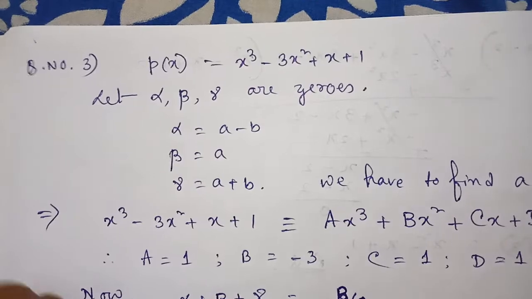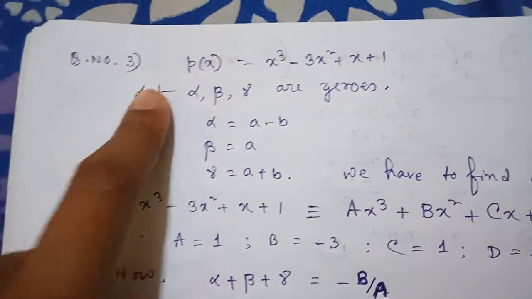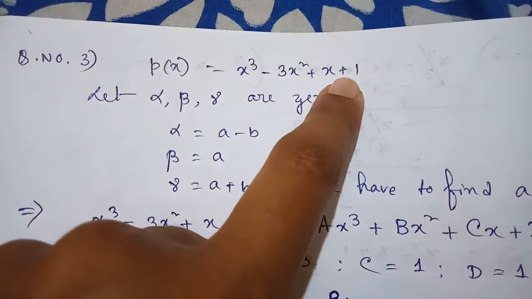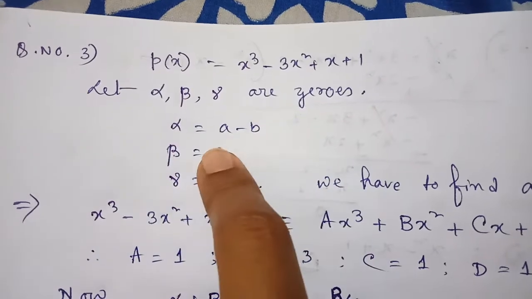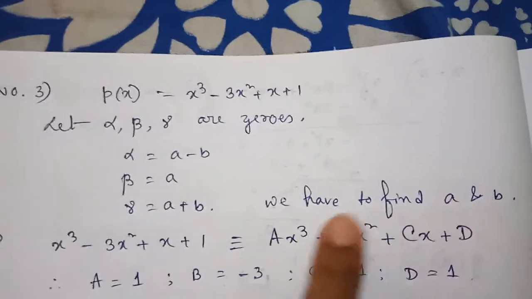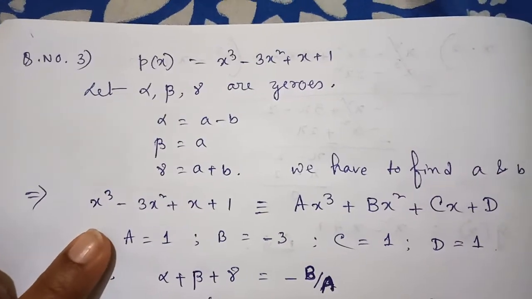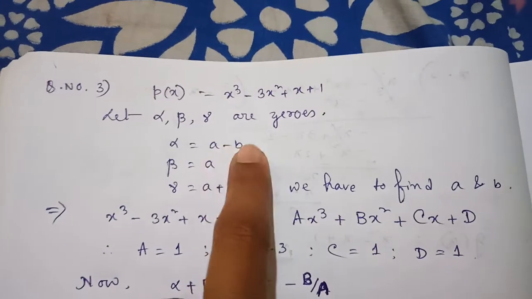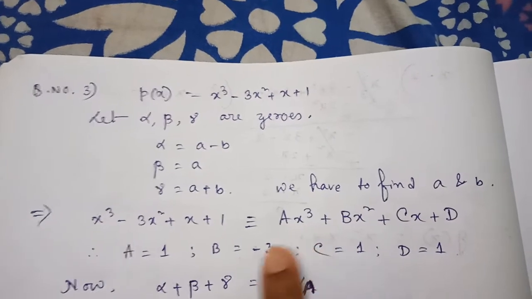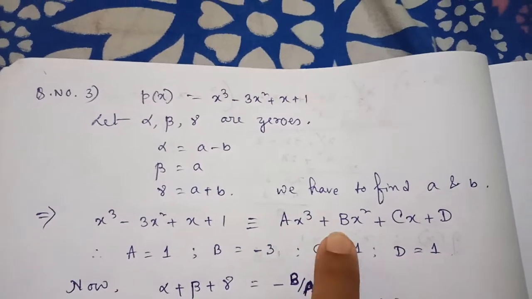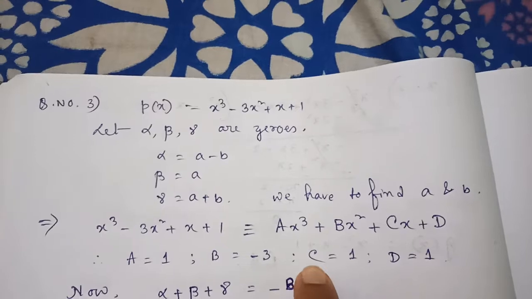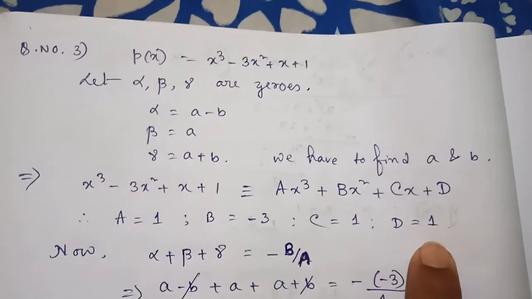Coming to question number 3 of exercise 2.4. The question is: p of x is x cube minus 3x square plus x plus 1. Its three zeros are given as a minus b, a and a plus b. You want to find the values of a and b. As a, b are already used, I have used capital letters A, B, C, D in the standard form. Comparing these two polynomials, we get A as 1, capital B as minus 3, C as 1 and D as 1.